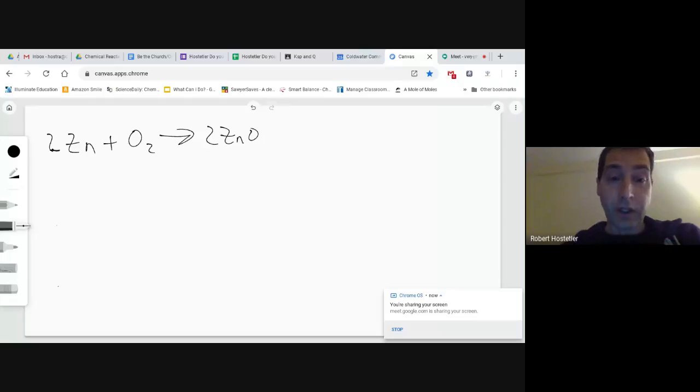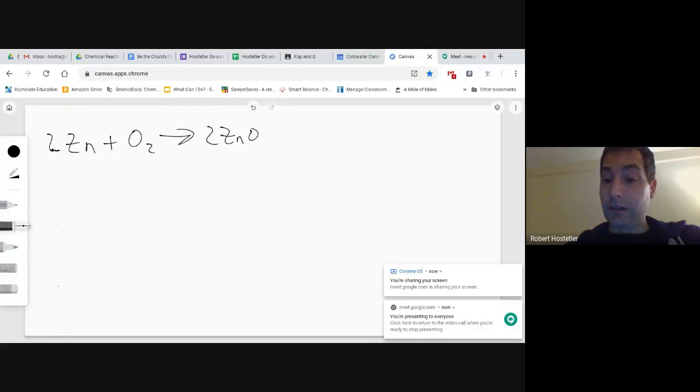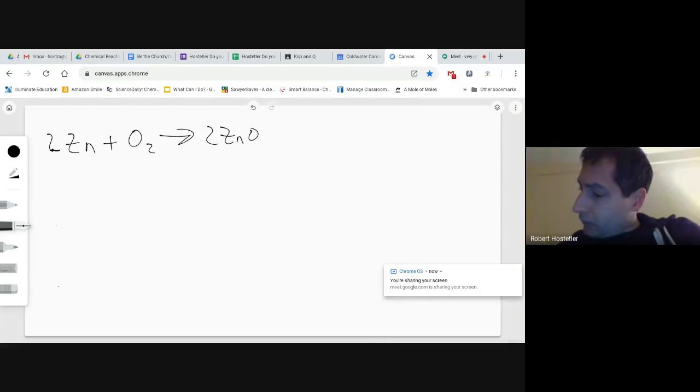Hey everybody, let's look at the electrochemical cell problem that we were supposed to do and see what we can figure out. So they give us this reaction where we have zinc and oxygen making zinc oxide. And the first question says, using the data in the table above, calculate the cell potential for the zinc air cell.